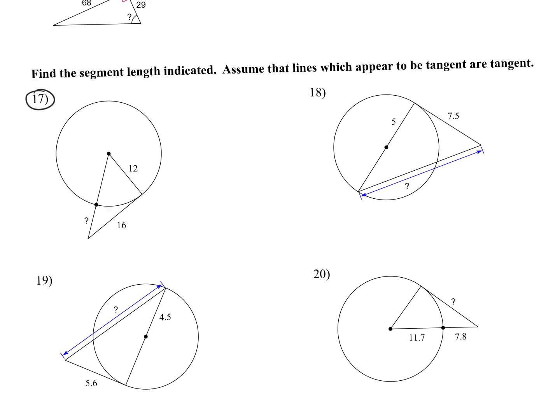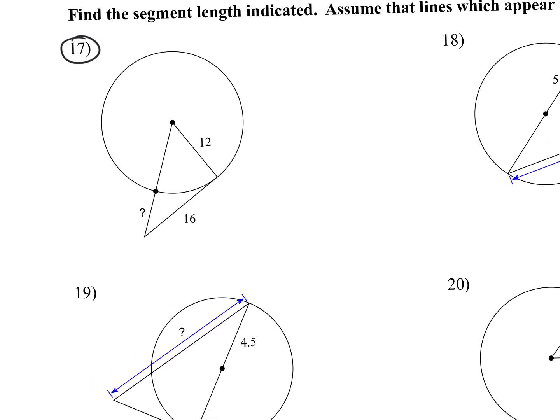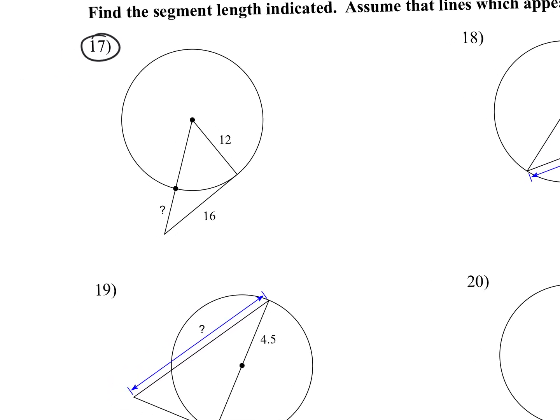Which says, find the segment length indicated, assume that lines which appear to be tangent are tangent. Okay. So if they appear to be tangent, that means they're just going to intersect right on the edge. So that's going to be like this one right here. And if they're tangent, they're going to make a right angle with the radius. Okay. So that one is, the radius is 12. This one's 16. We're looking for this one right here.